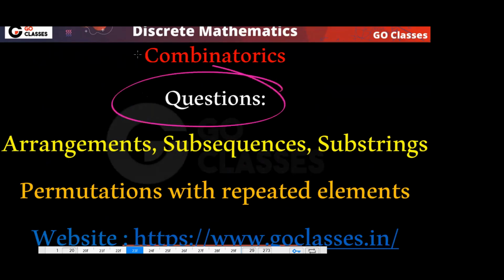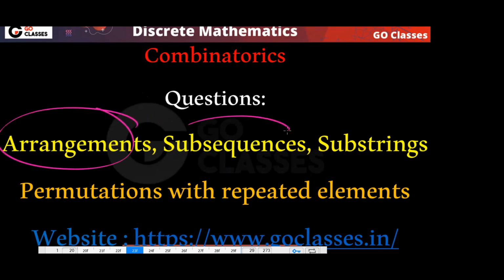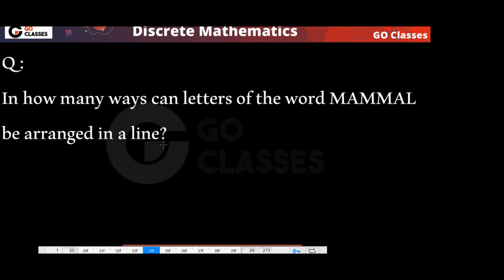Now let's see some more questions in permutations, arrangement, subsequence, substrings, permutation with repeated elements. Let's see some more questions. Tell me what is the answer. Quickly tell me what is the answer. In how many ways can the letters of the word MAMMAL be arranged?